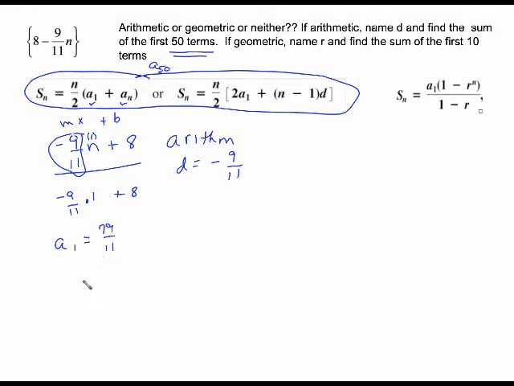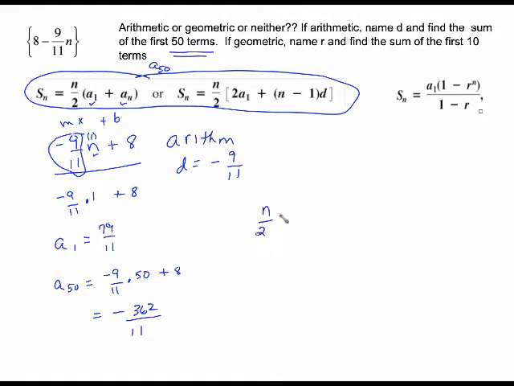To find the last term, which in this case is the 50th term, I am going to plug 50 in for that n. So this is negative 9/11 times 50 plus 8. Type it in the calculator and switch it back to fraction, of course, and we end up with this being negative 362/11. So now I know the first term, I know the last term, I can use the short form.